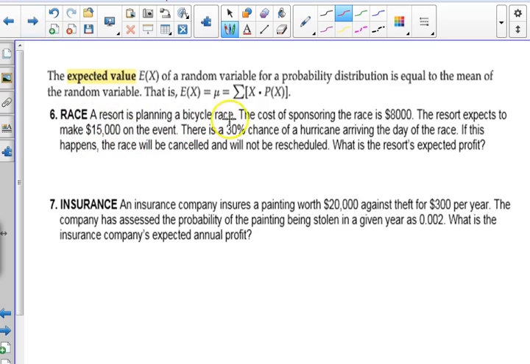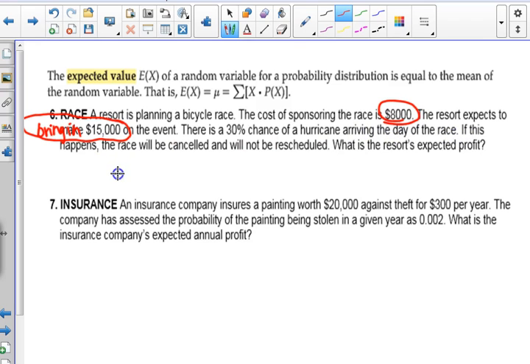A resort is planning a bicycle race. The cost of sponsoring the event is $8,000. The resort expects to bring in $15,000 on the event. That's not the profit, okay? There's a 30% chance of a hurricane arriving that day.